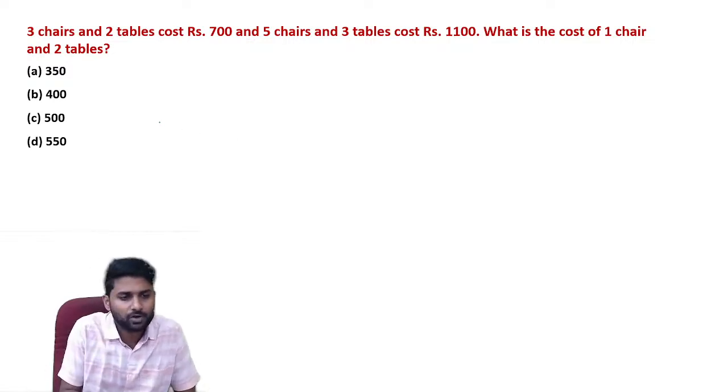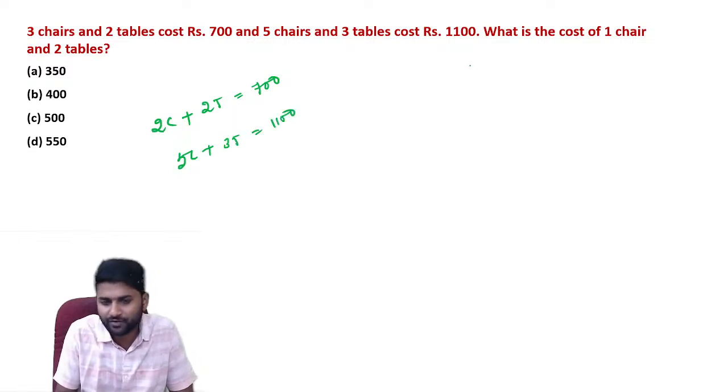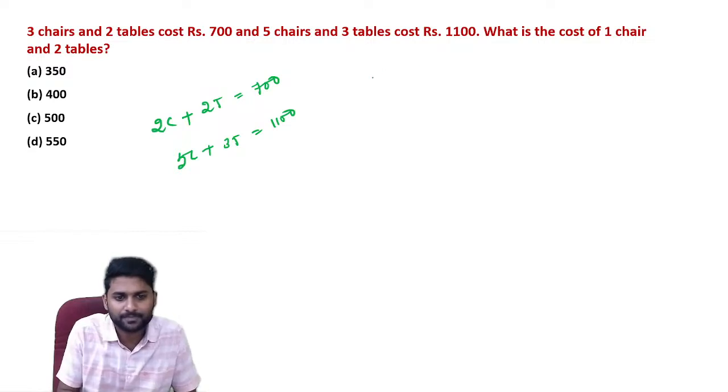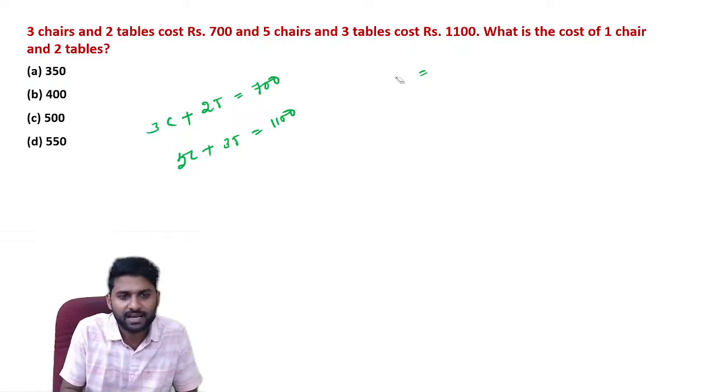Now see, the cost of two chairs and two tables is 700. Five chairs and three tables is equal to 1100. Find the cost of one chair and two tables. So we have three chairs and two tables, 700 rupees. Five chairs and three tables is 1100.